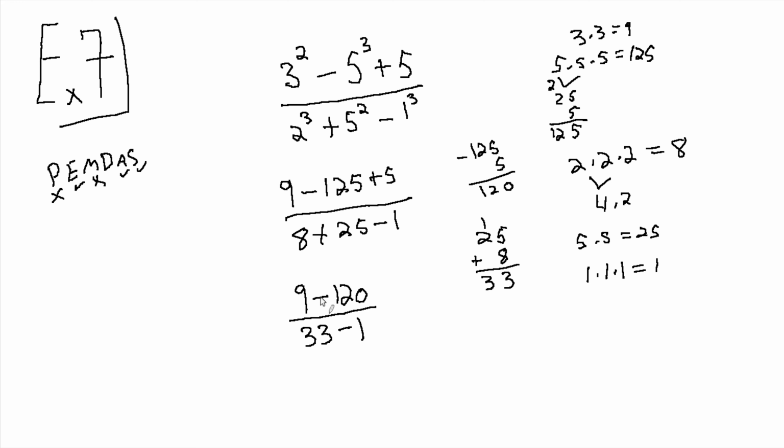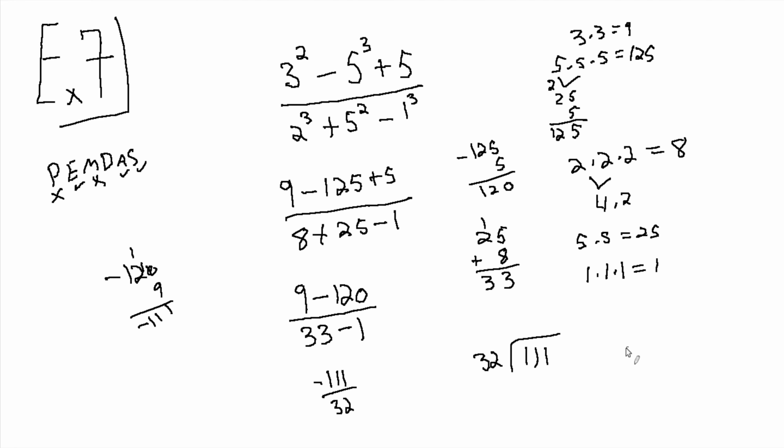Now the negative 120 minus 9 should just be a regular subtraction, but it's going to be negative because negative 120 is bigger than 9. So go ahead and do your subtraction. You get negative 111. That will be on top. Do the bottom subtraction. You get negative 111 over 32.